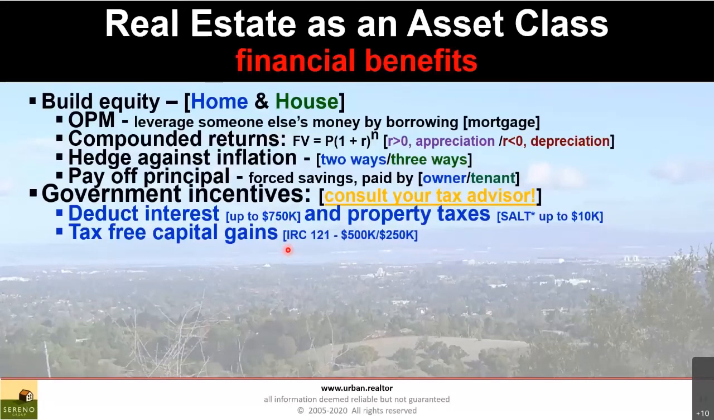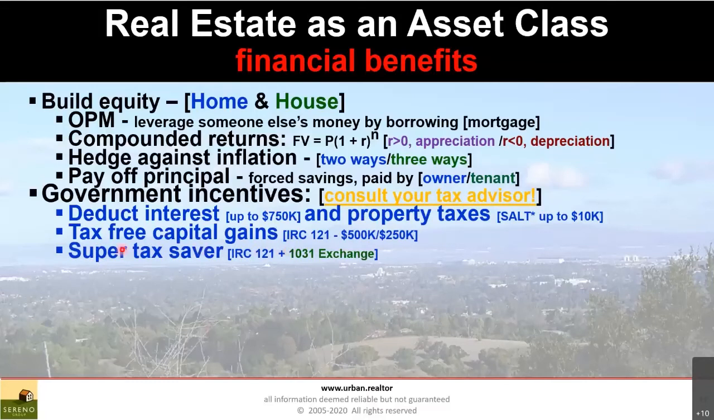Tax-free capital gains. Obviously, what that means is, if you live in an area that has very nice appreciation, as a married couple, you can have $500,000 in tax-free capital gains, which is very nice. And if you're single, you have $250,000 in capital gains free of taxes.